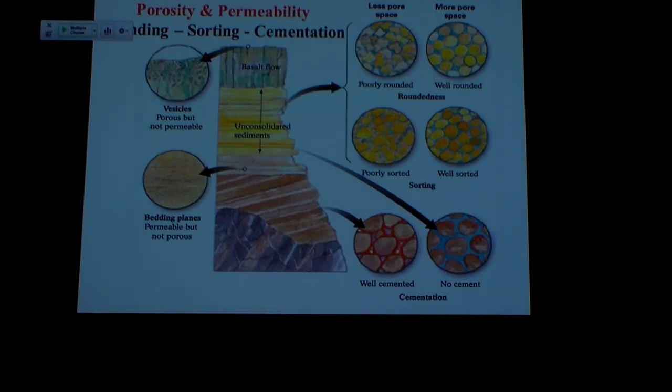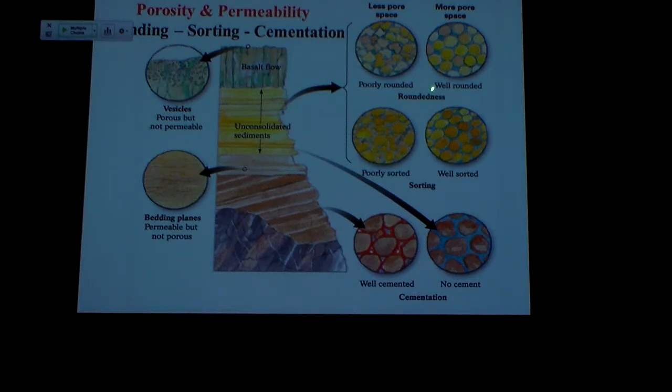And what we see is that the idea of sorting and rounding, which we talked about when we talked about sedimentary rocks, plays a big role in how much porosity and permeability I have in a sandstone. If it's poorly rounded, I've got less pore space because the little stuff can kind of fit into some of those pore spaces in between the bigger stuff, and it's going to cut down on the available porosity.